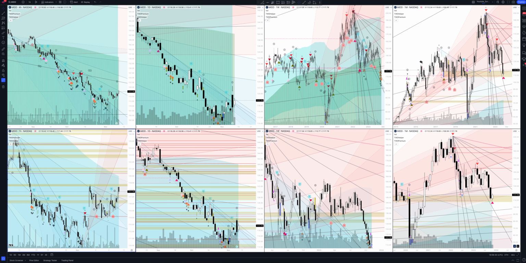Today we will take a look at Middleby Corp, the stock. Let's analyze the market situation and find out how you can make money on it. Let's start.